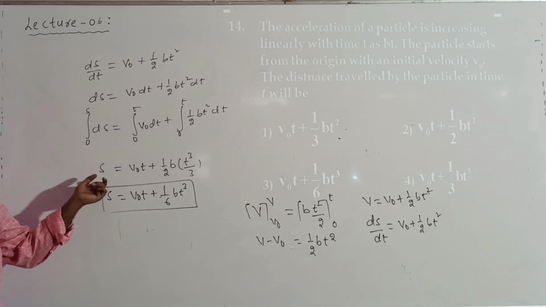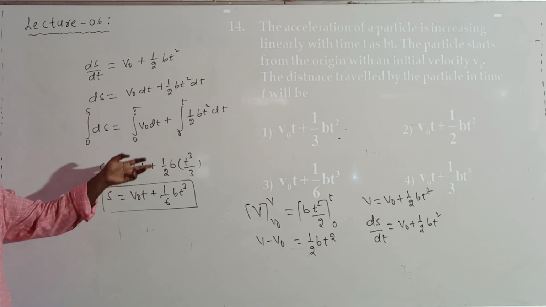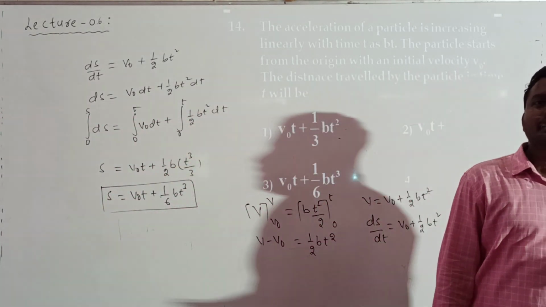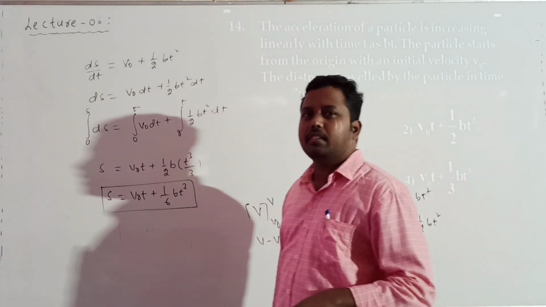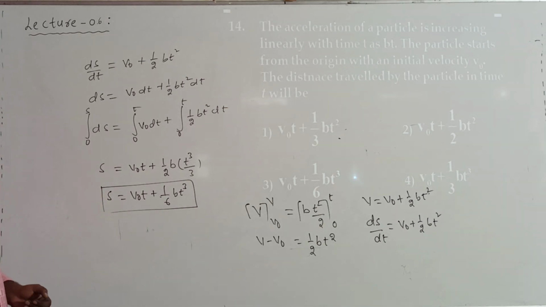So for this chapter, motion in a straight line, we compulsorily need differentiation and integration. The basic formulas of differentiation and integration we have already discussed in the previous classes. You have to go through the differentiation and integration. So this is question number 14. Next question.